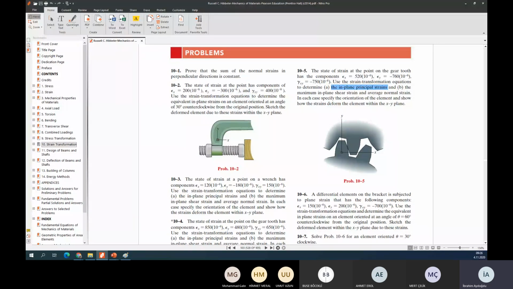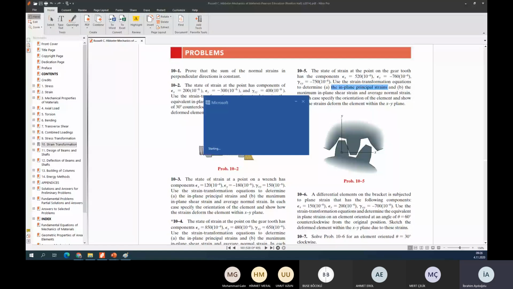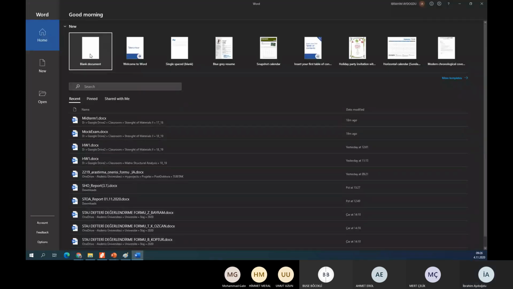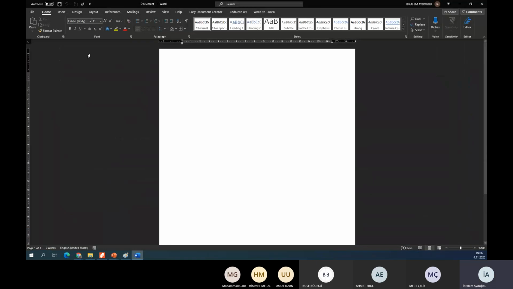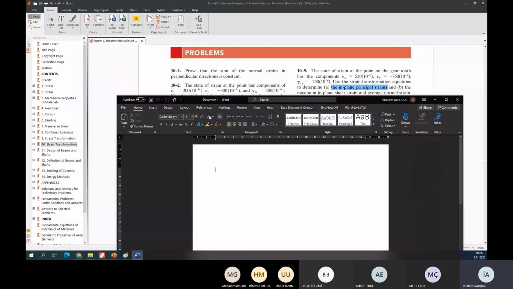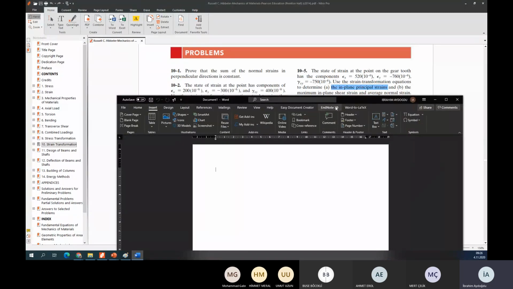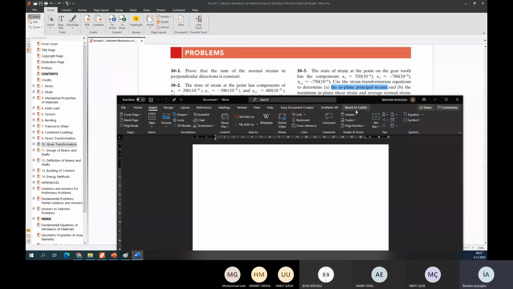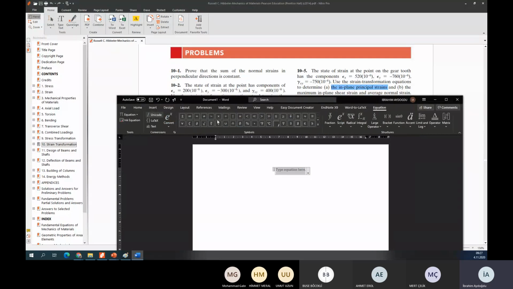I didn't prepare my cell phone for showing my whiteboard, therefore I have to use Word for solving the example. It will take time, but it doesn't matter. First of all, insert. Where's my equation? Yes, here we go.